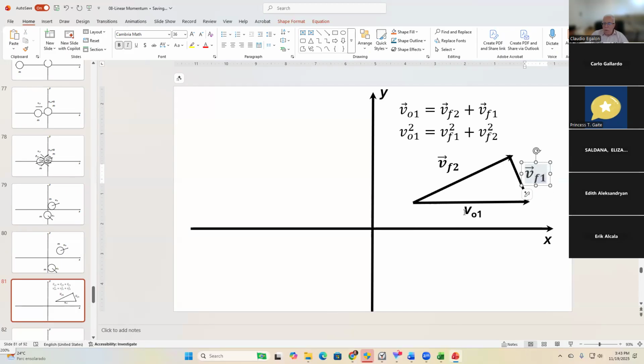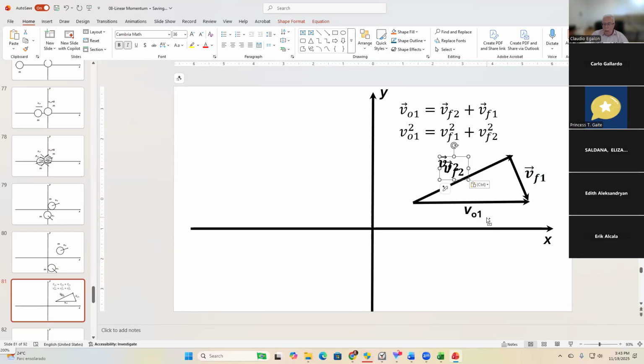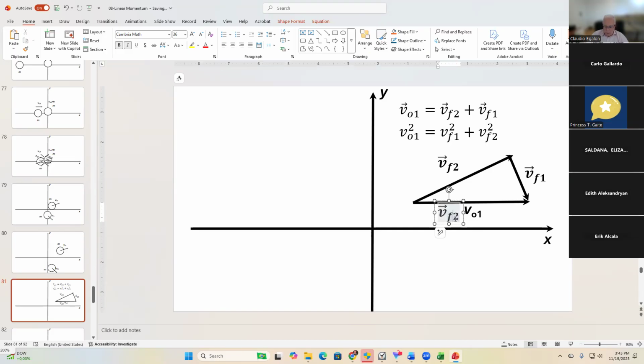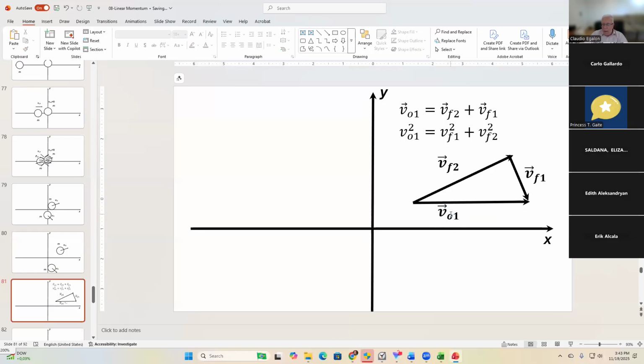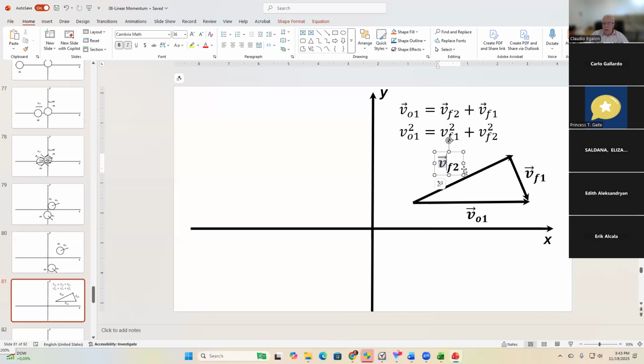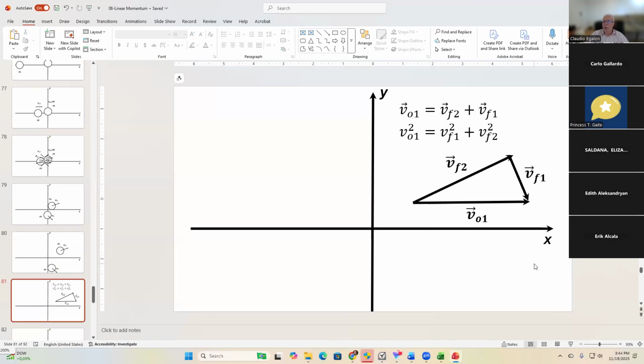And I'm going to put V naught 1 right here. Make it look nice. See my triangle here? Now the question is, what's the angle that you see right here? Which angle is this one going to be? Okay, that's the question you have to ask yourself.